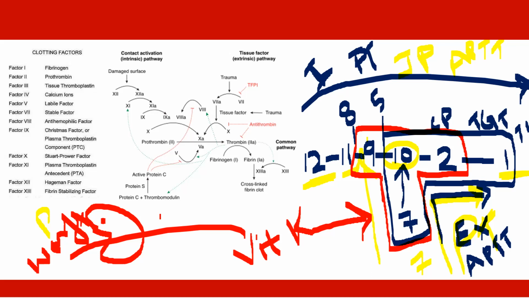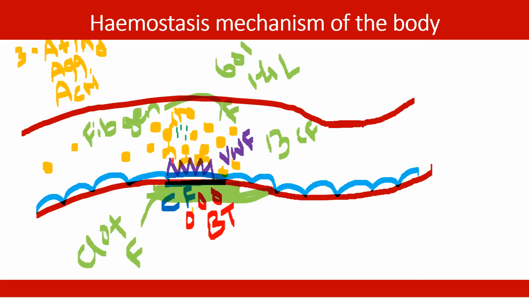Or we can also do one more thing. Platelets are binding here, right? This platelet binding can be inhibited with aspirin. With the help of aspirin tablets, we are able to temporarily prevent clotting of blood.